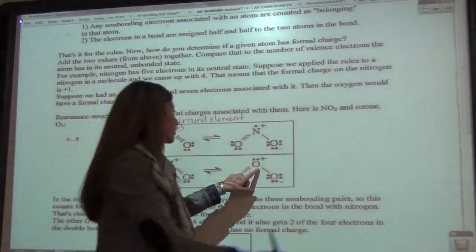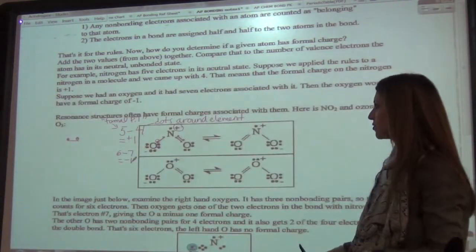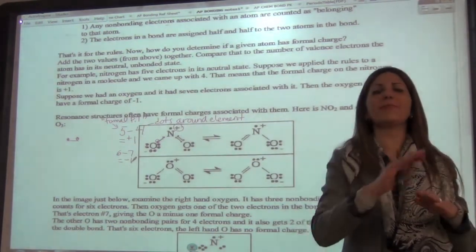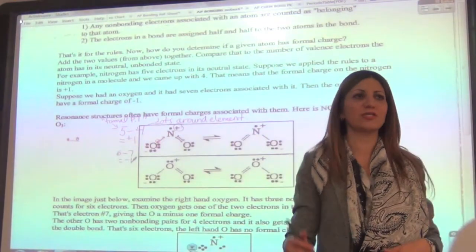Let's try the ozone. Okay, let's try this one. It doesn't really matter which one we use. Both of these are actually equal resonance structures, unless you can get one to be 0 all the way around, which I'll show you on the next page. They're equal.